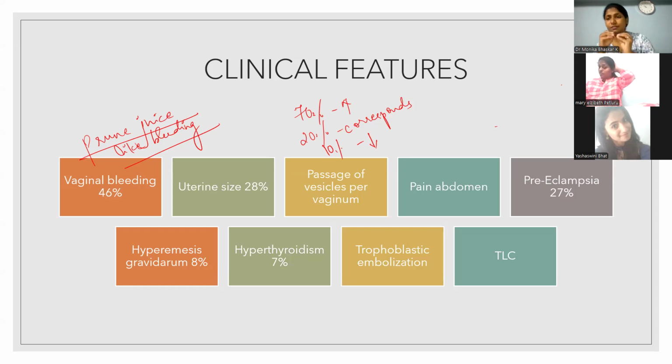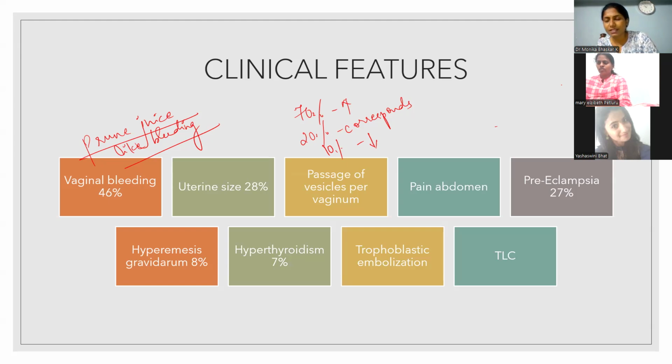And because of the presence of trophoblastic tissue, sometimes there might be embolization to different parts of the body, like the chest, brain, and different other parts. So this also results in the embolization sequelae. This is also a common feature of complete hydatidiform mole.